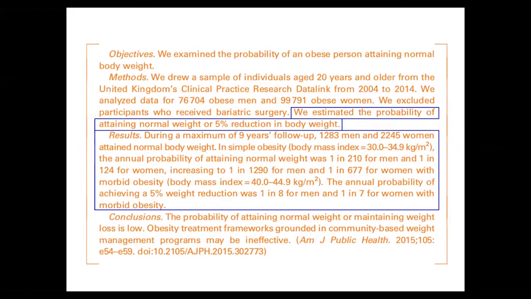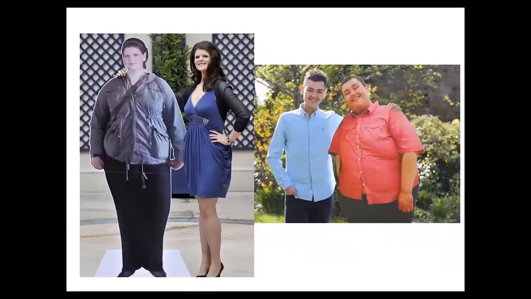And if you look at the results there in the third paragraph, it's somewhat sobering. The probability of an obese person getting back to normal weight is about, let's call it somewhere around about 1%. The probability of a morbidly obese person getting back to normal weight is about 1 in 1,000. To achieve a 5% weight reduction, which is probably a clinically useful thing, it is a good bit better. Let's call it about 1 in 10 for the sake of making the arithmetic easier. But you can see that these are pretty modest numbers.